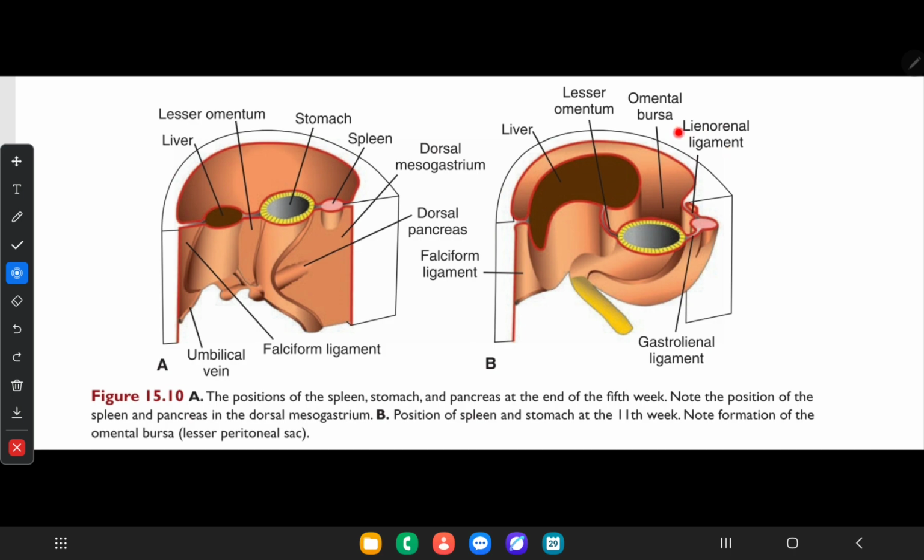Lienorenal ligament means, lieno means spleen, renal means kidney. The kidney is a retroperitoneal organ. Actually, this attachment goes anterior to the kidney, so the name given is lienorenal ligament. In between the stomach and the spleen, the part of the dorsal mesogastrium is called the gastrolienal ligament. Once you know the development of these mesenteries and ligaments, it is easy to remember your anatomy as well. That's why I am explaining.